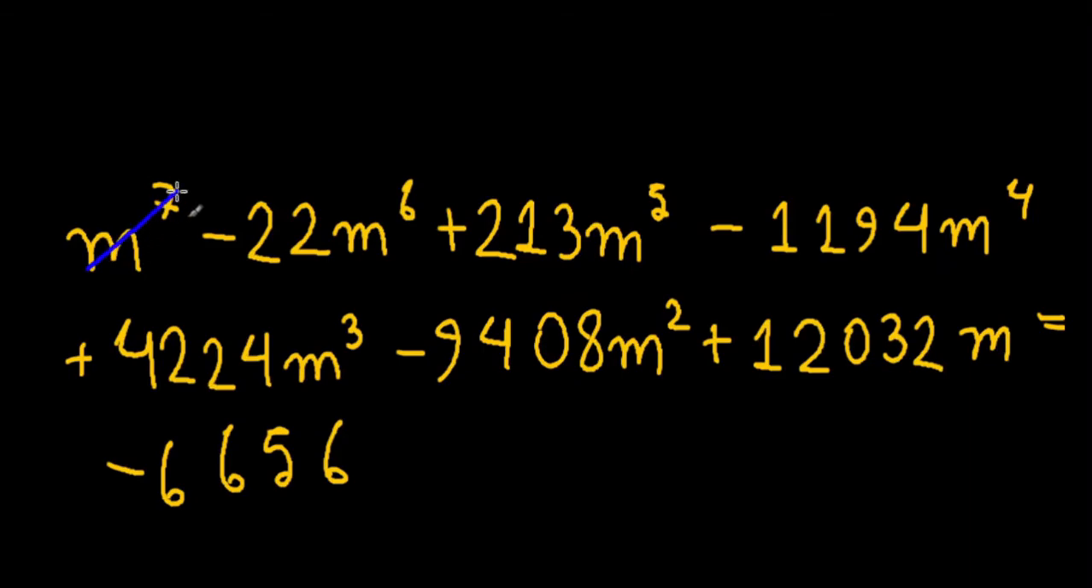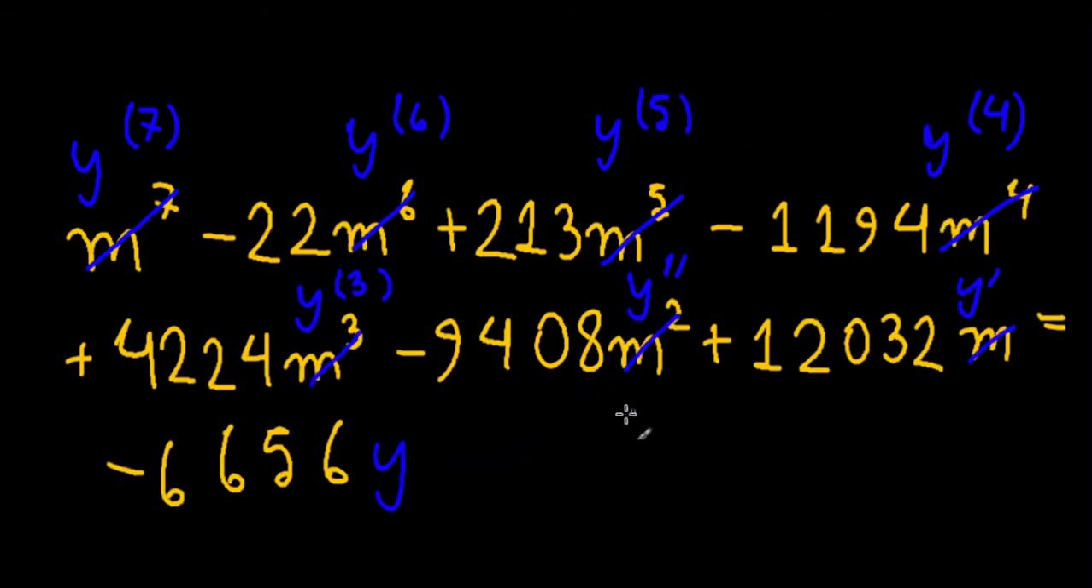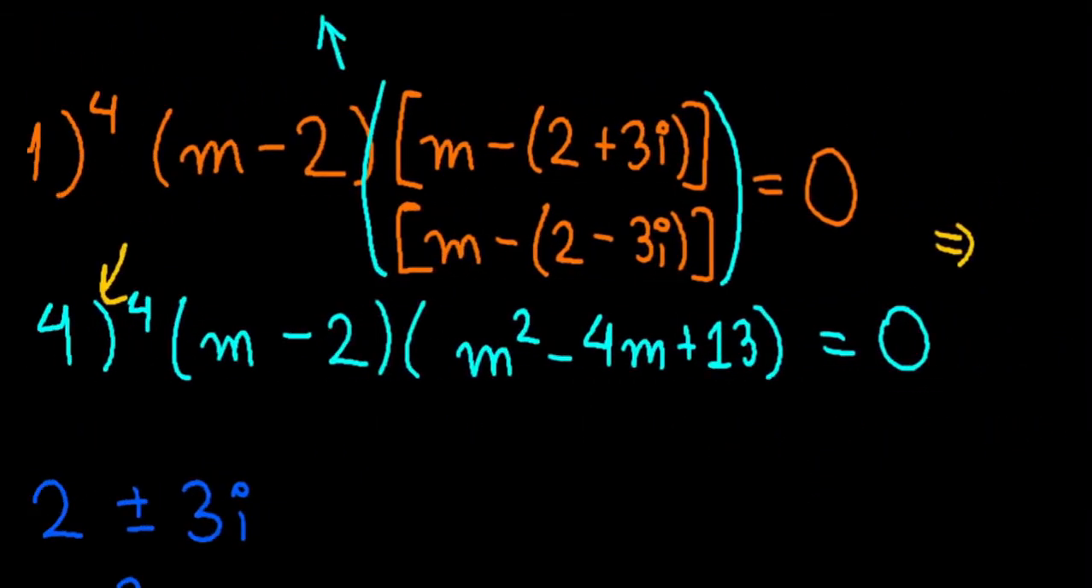So m to the power 7, to write the differential equation, is gonna be replaced by the 7th derivative of y. This is gonna be replaced by the 6th derivative of y, this by the 5th derivative of y, and so on and so forth. And this is just y. You have a y sticking here. So this is actually your differential equation. So yeah, we have actually found a differential equation.